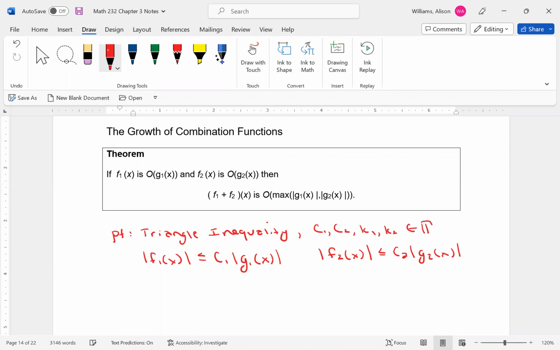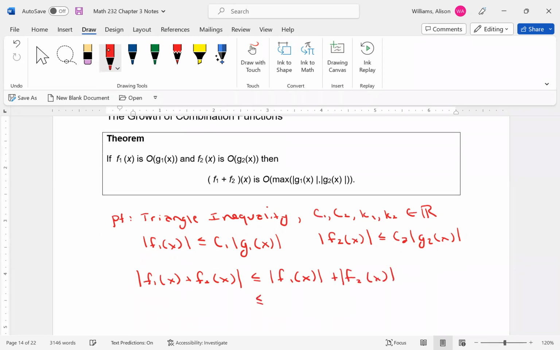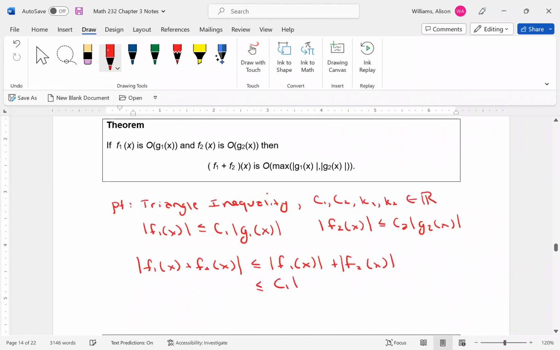Okay, and this is for c1, c2, and then magic k1 and k2, which are some sort of constants. So here, I'm just going to call them real numbers. Okay, so this has to be true because we're assuming that these are both big O functions for g1 and g2. Now I'm going to look at adding f1 of x plus f2 of x. If I add those two together, according to the triangle inequality, I could break them up. And this happens to be bigger than, or possibly equal to.